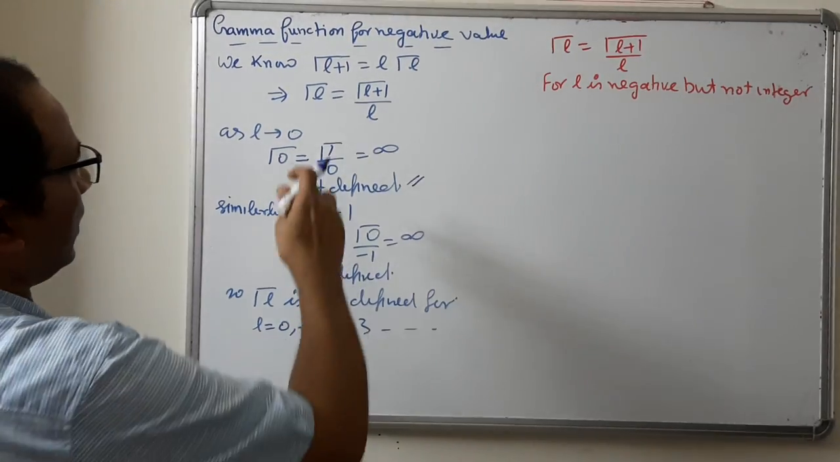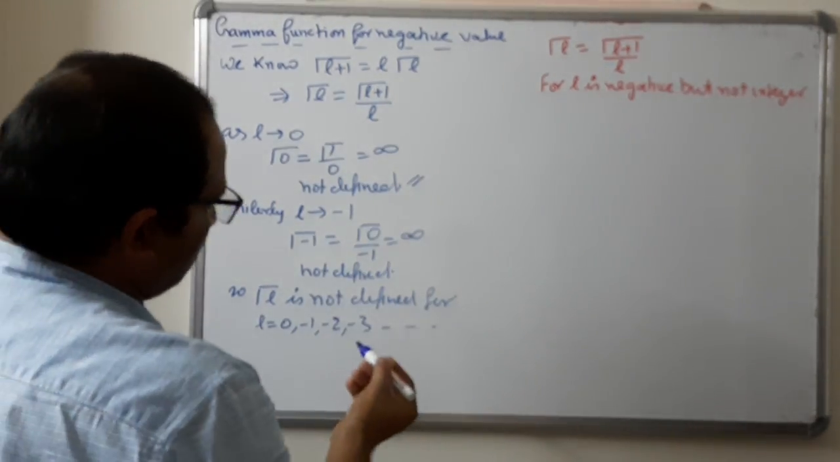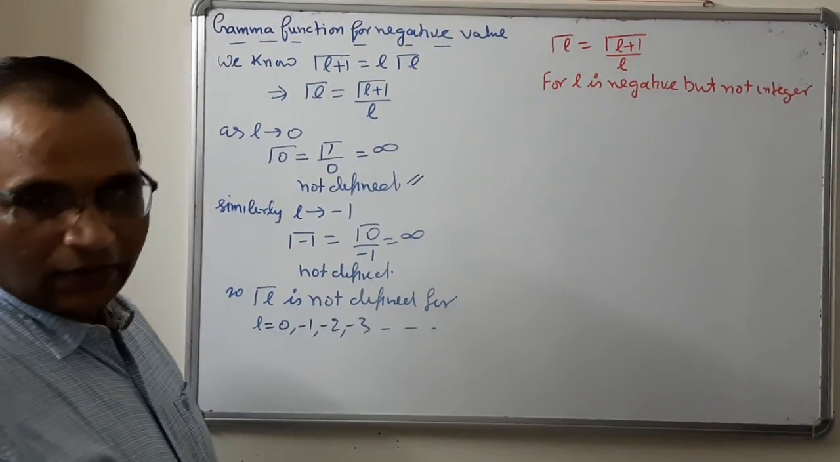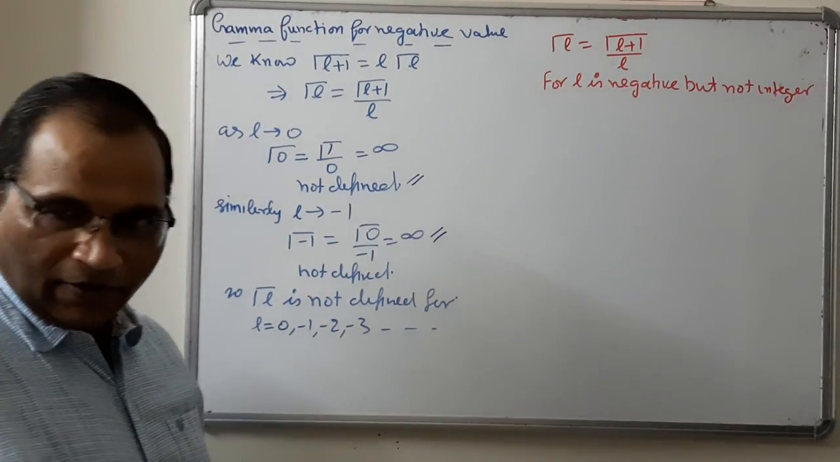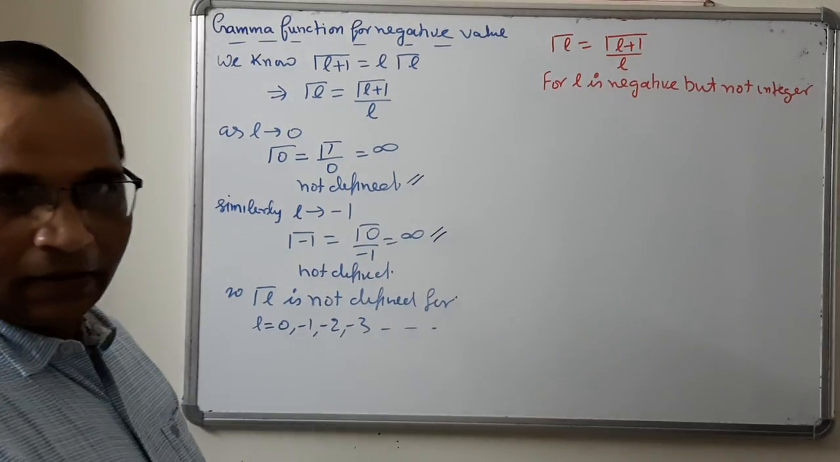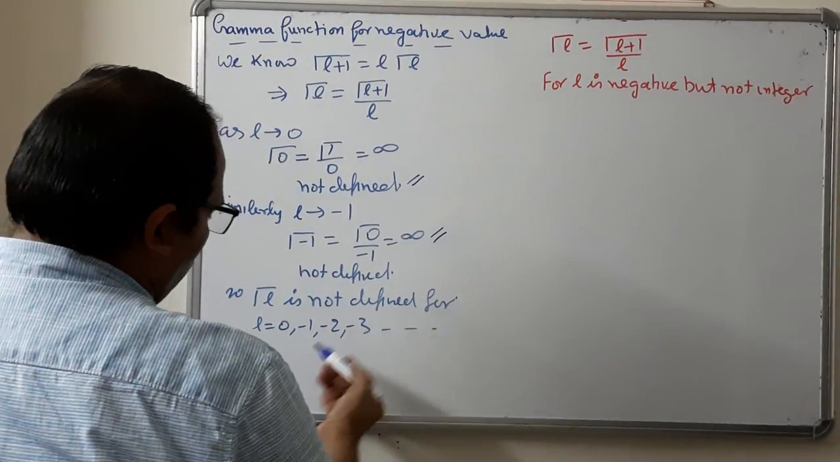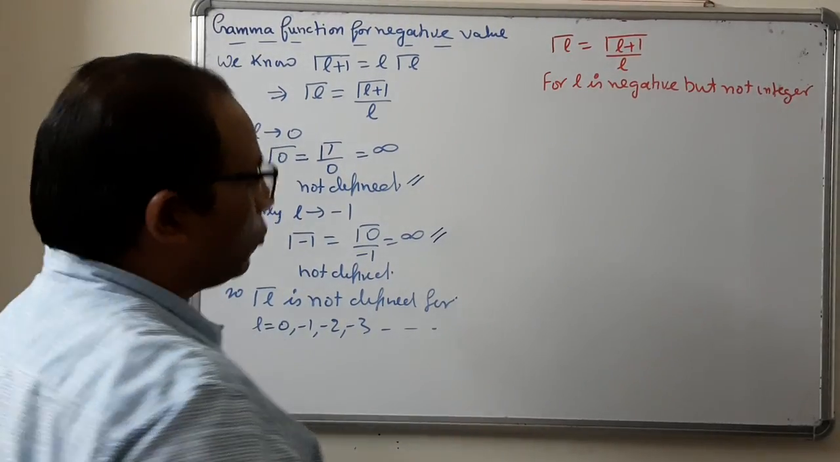Similarly, when we take L equal to -1, gamma(-1) = gamma(0)/(-1), and gamma(0) is infinity, so the whole value is again infinity. So we can say gamma(-1) is not defined. So we can say that gamma(L) is not defined for L equal to 0, -1, -2, -3 and so on.